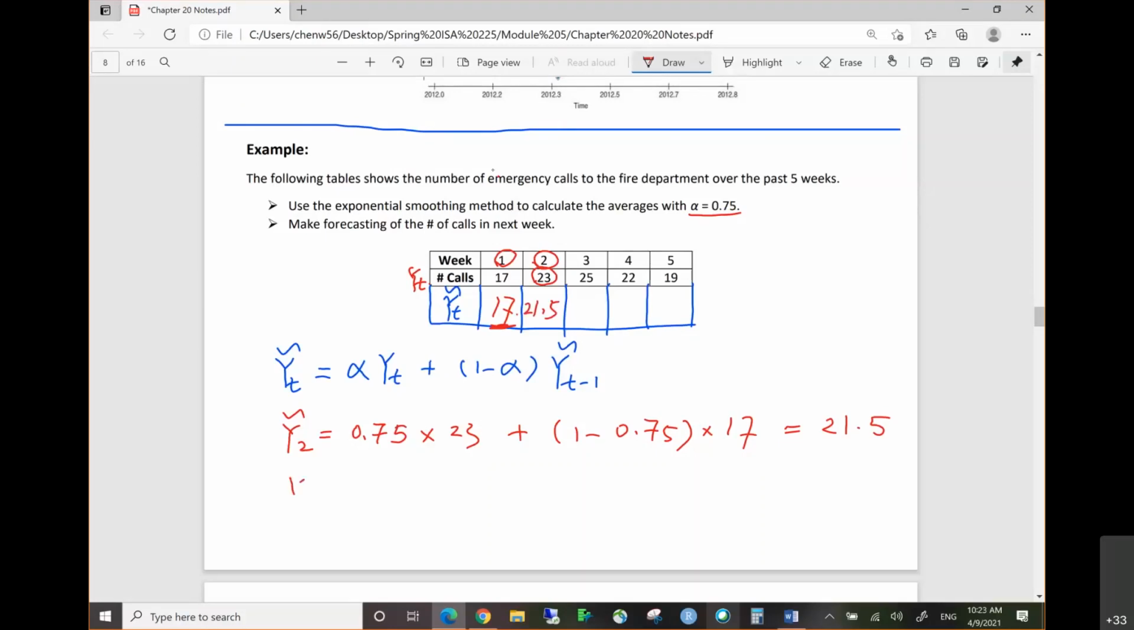Continue. Let's calculate the estimated value for week 3. Again, by the formula, it equals alpha 0.75 times the current value. What is the recent value for week 3? 25, right? Thank you. So 25 will be the current value for week 3, plus 1 minus alpha, 1 minus 0.75, now times what? Times 23 or 21.5? Anyone?